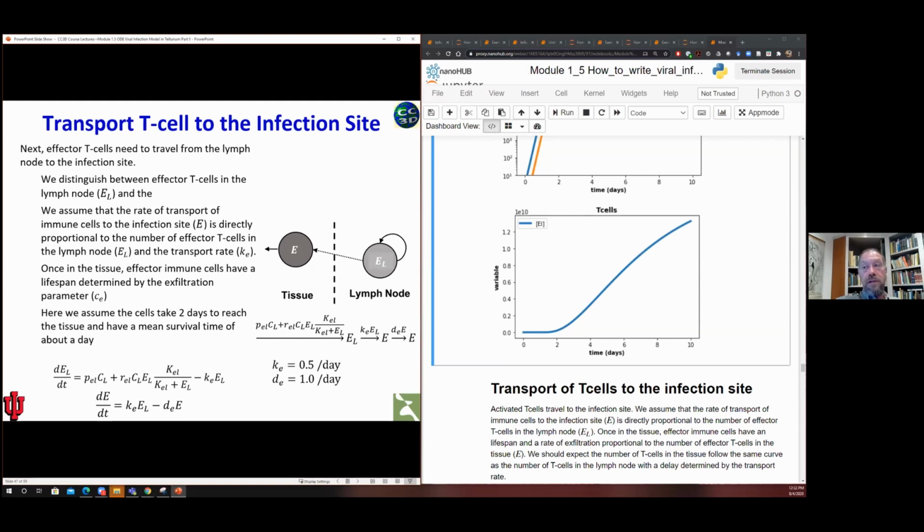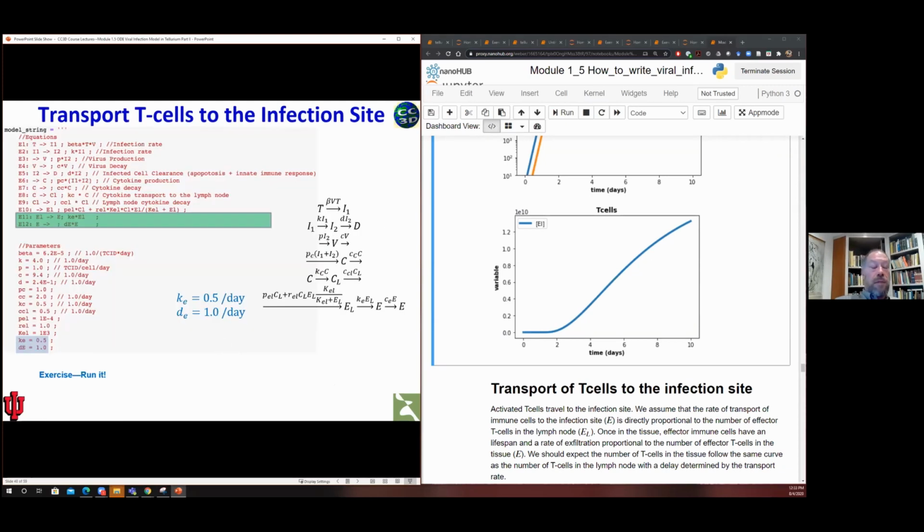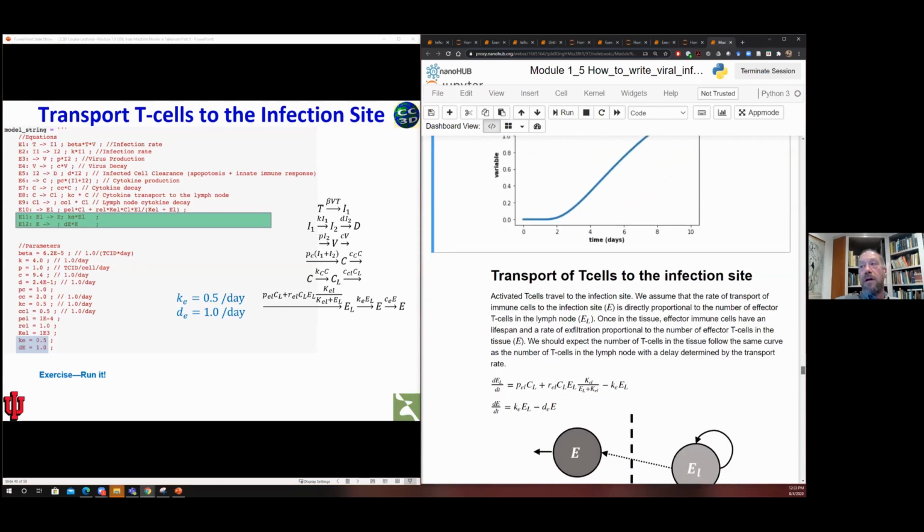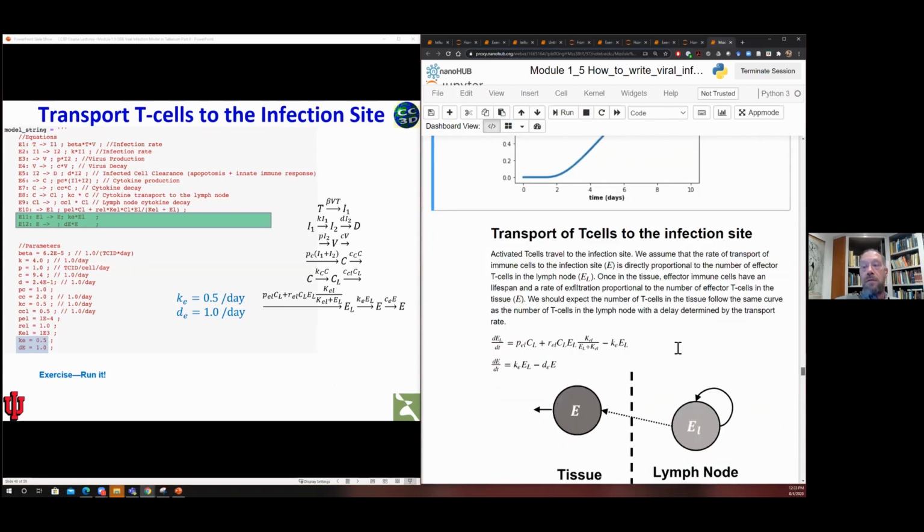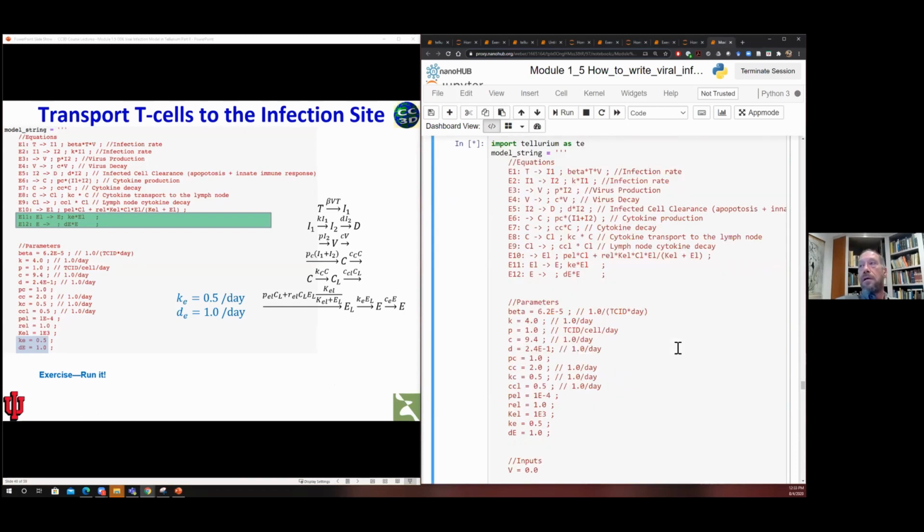And so we're going to now have an equation that takes our T cells out of the lymph node and puts them back in the tissue. And once they're in the tissue, they also have a lifetime. And we're going to assume that they live for about a day in the tissue. All of those numbers are reasonable, but not set in stone. But the lifetimes we're assuming are pretty reasonable. And we can run that model here. That's this one. That's number 45.